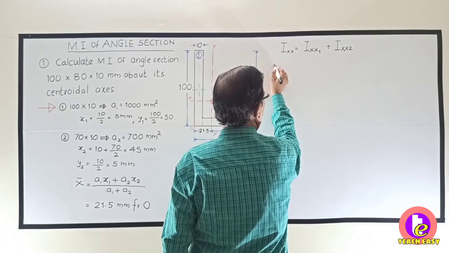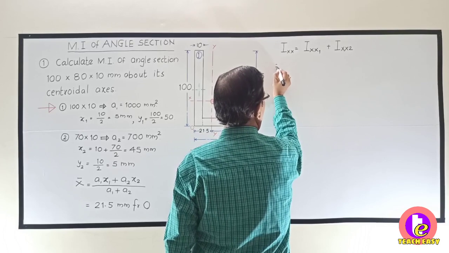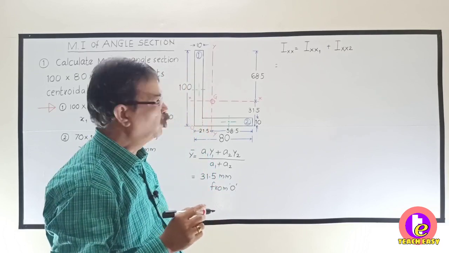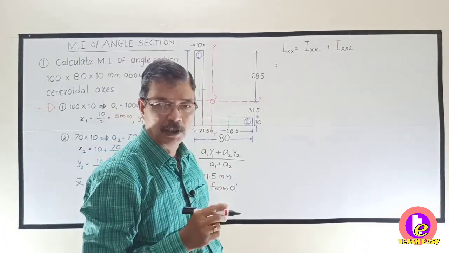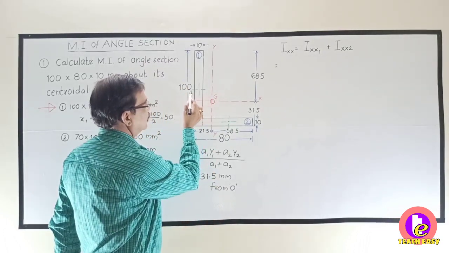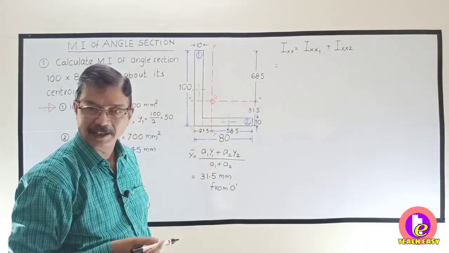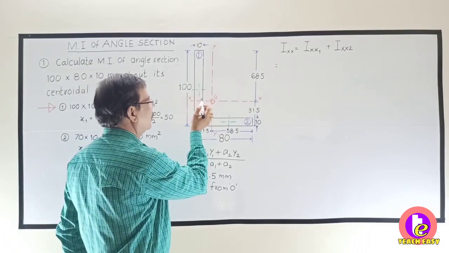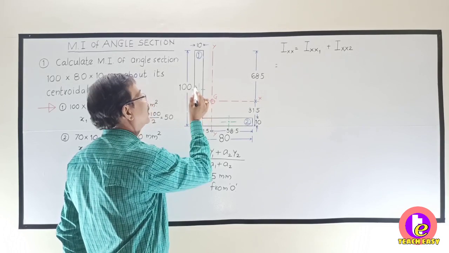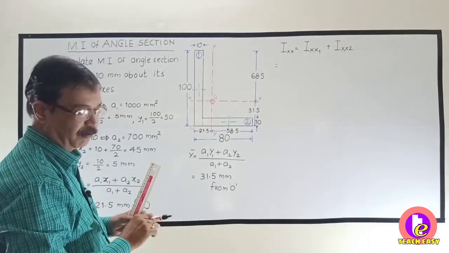So I will not separately calculate Ixx1 and Iyy1. Directly I will write all the values. Now what is Ixx1? That is moment of inertia of the first part about xx axis. So this is the xx axis of the first part, and we will have to shift from here to here by the parallel axis theorem. So for Ixx1 it will be I self about xx axis plus area into h square. So what will be h square, that we will see now.